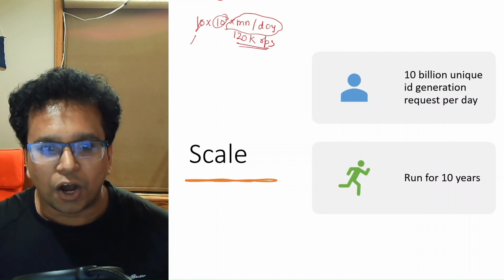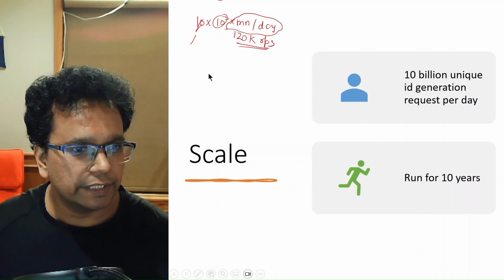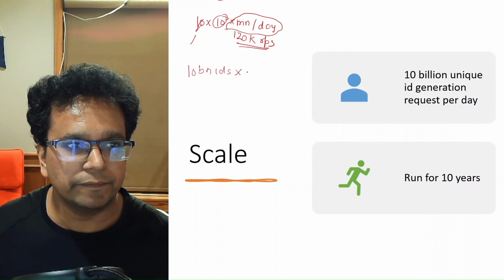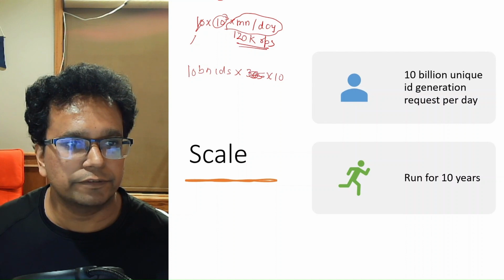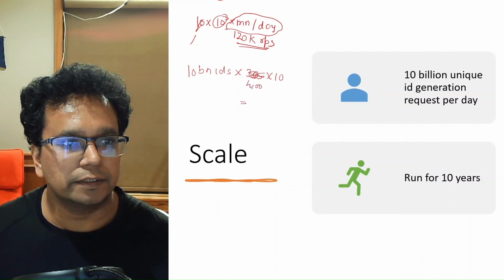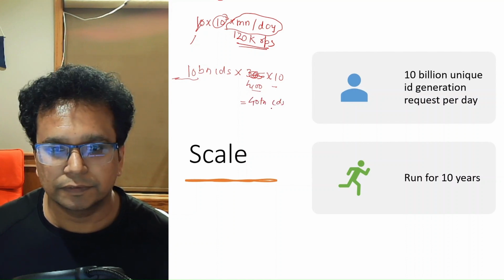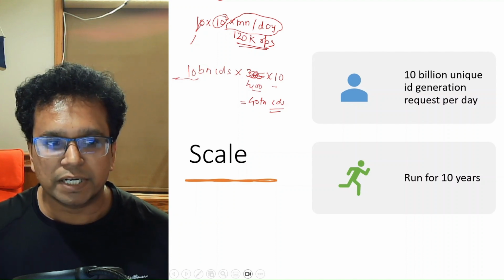So let's calculate how many IDs we will generate over this period. We are going to generate 10 billion IDs multiplied by 365 days for one year, multiplied by 10. We can round this 365 to 400, and that turns out to be 4,000 billion, which comes out to be 40 trillion IDs. Okay, so now we are going to generate approximately 40 trillion IDs.